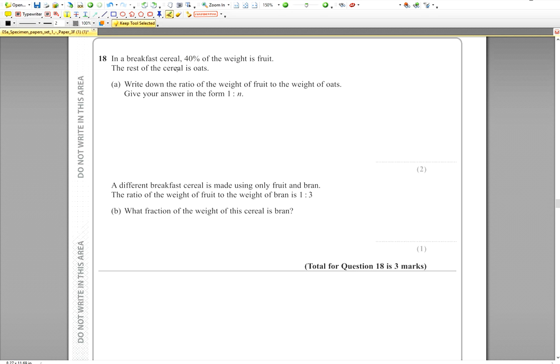In a breakfast cereal, 40% of the weight is fruit. The rest of the cereal is oats. So we have fruit. Everybody says you should eat lots of fruit. Jojo, you want to copy mine? Okay, so fruit is 40%. What brand? Bran is the outer layer of wheat. That's the one that has the fiber in it.